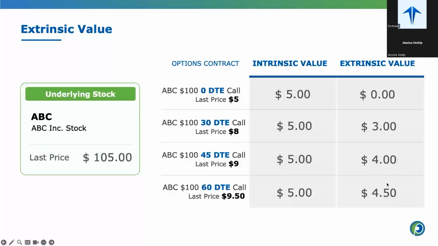This is something that you purchase as an options buyer. You purchase time value, but that also means that you can sell to close time value before this rapid decay kicks in, and that's something we talk about a lot in options play.